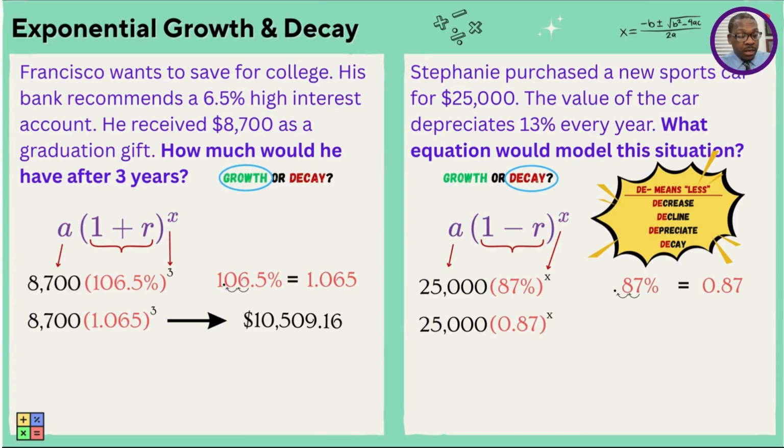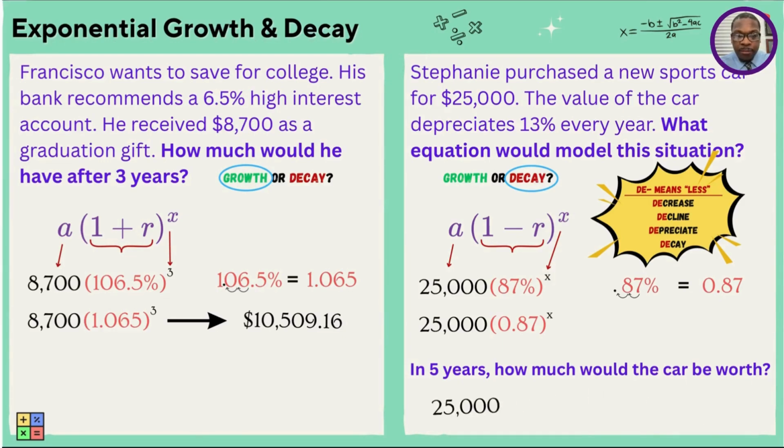But what if they did give us numbers? Like, in 5 years, how much would the car be worth? So we keep everything the same, 25,000, 0.87, and we just put it to the 5th power. And that would give us 12,460. Okay, 2 more problems and then we're done.